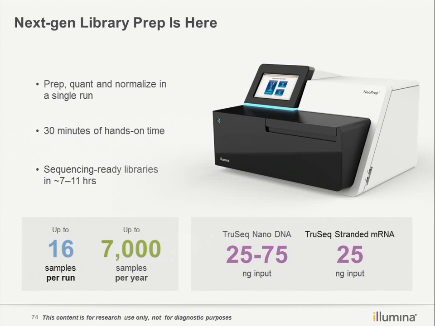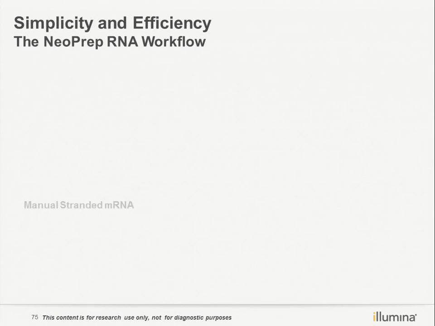These two kits are the TruSeq Nano DNA, the classic one, and the TruSeq Stranded mRNA, which uses the poly A tail to capture the mRNA. For this kit with manual work, we recommend 100 nanogram, but using this machine, as low as 25 nanogram input is enough per sample. This one is also 25 nanogram. For the manual one, we suggest 100 nanogram.